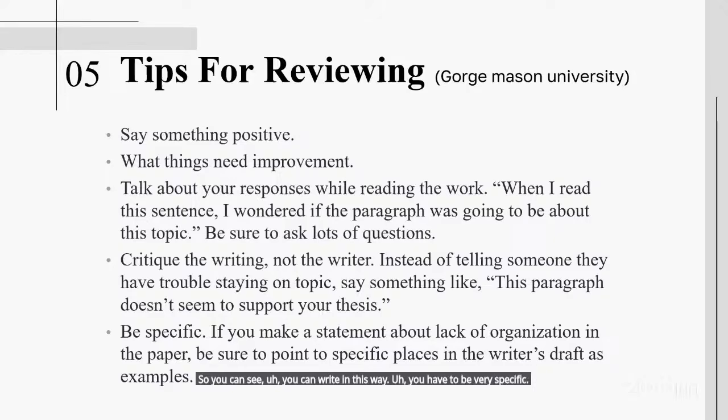If you make a statement about lack of organization in the paper, you have to be sure to point out a specific place in the writer's draft. For example, if you are stating that some sentences are vague, then you have to provide examples of which specific sentences are vague or not clear.